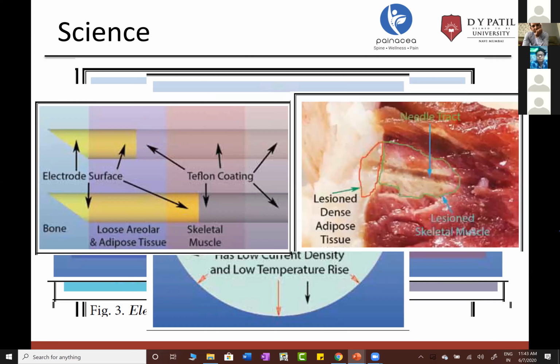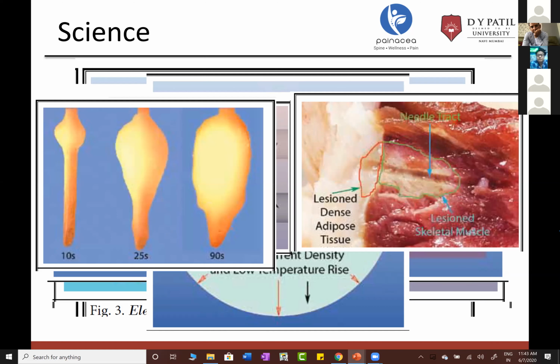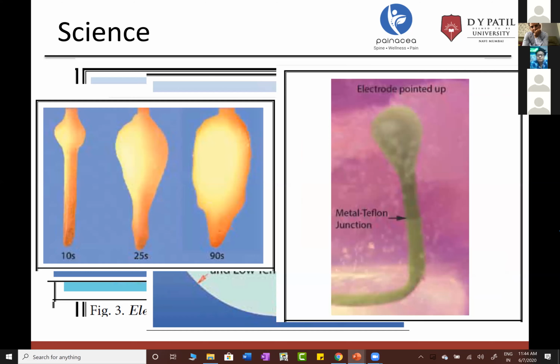So moving ahead, this is a picture on your right. If you see, this is a lesioned skeletal muscle. So you see the skeletal muscle is lesioned to a higher extent. Then there is a dense adipose tissue, and you can see the lesion size, which is smaller here. But the point to note here is that your nerve lies here, that is in this dense adipose tissue or surrounded by the layer of the fat. So this is what you have to penetrate. So this has already been explained.